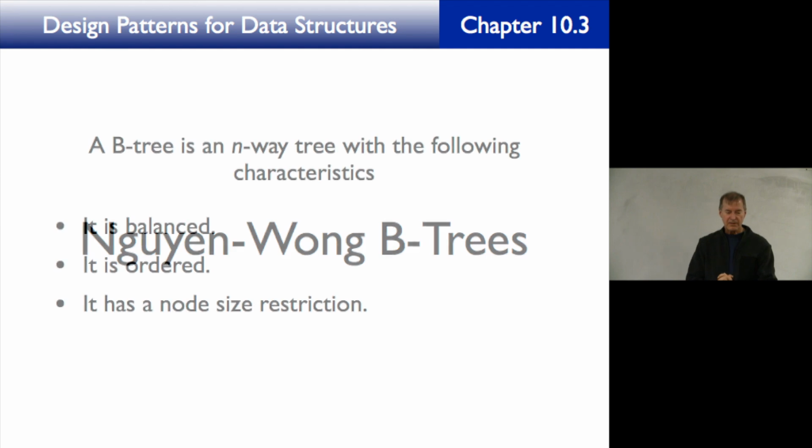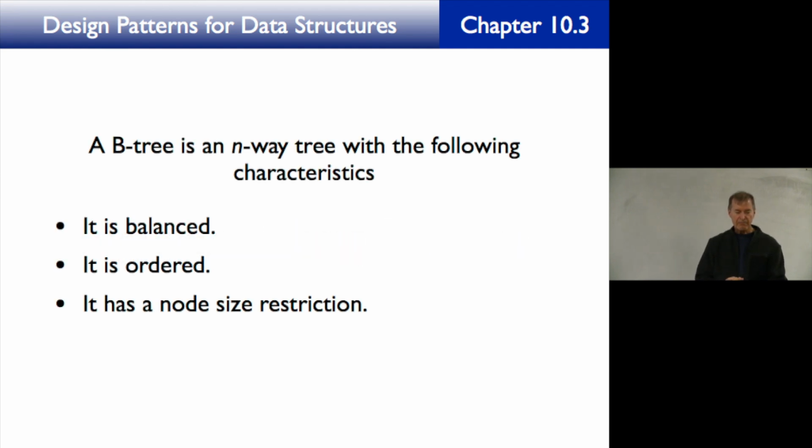First of all, we need to define a B-tree. Now the B in B-tree means balanced. A B-tree is an N-way tree, and we know what an N-way tree is now. We defined that earlier. So a B-tree is an N-way tree with the following characteristics. First, it is balanced. Second, it is ordered. And third, it has a node size restriction. We are going to take this general N-way tree and impose these restrictions on it. So now let's take a look at each one of these in turn.